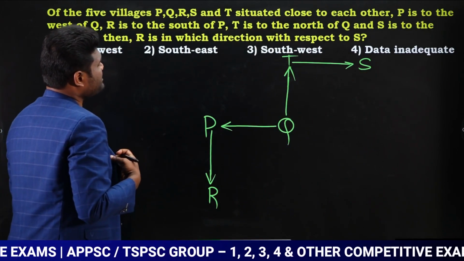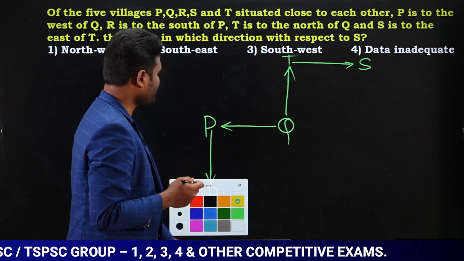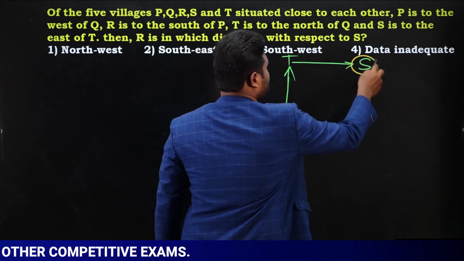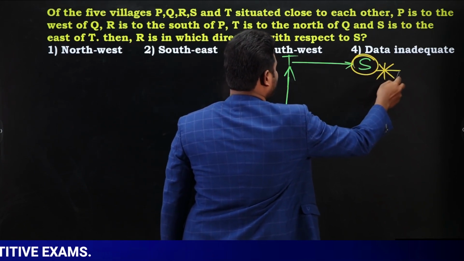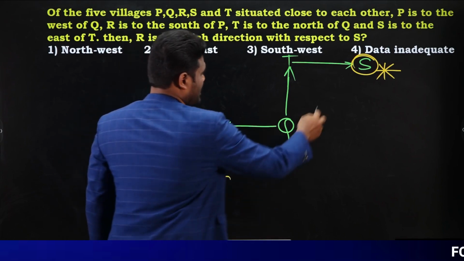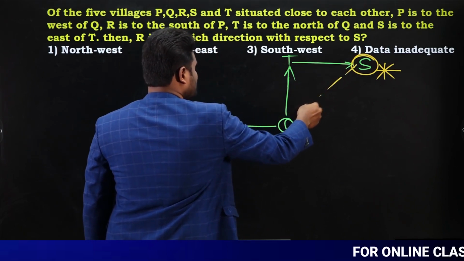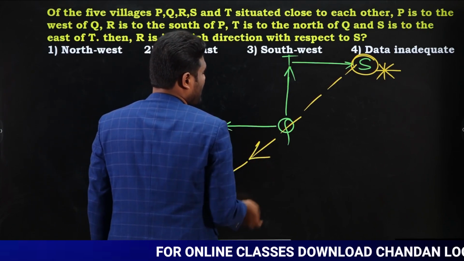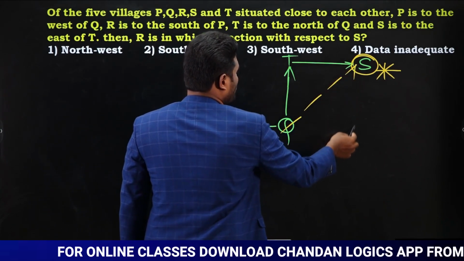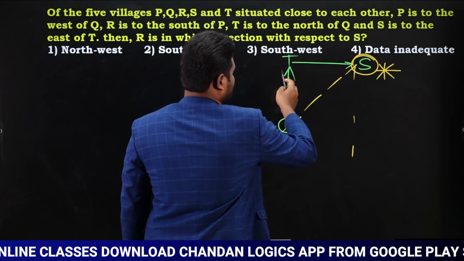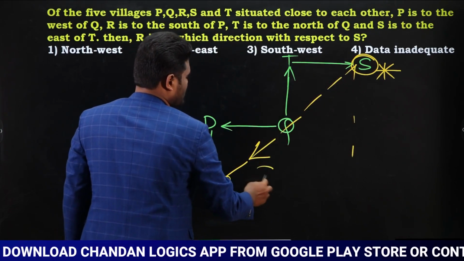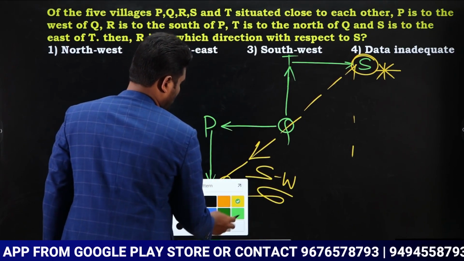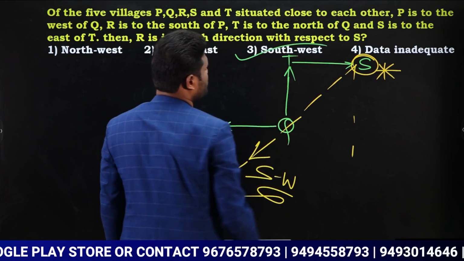Then R is in which direction with respect to S? So our question is, R is in which direction with respect to S? When we look from S, R is going to be in which direction? That is our question. Now if you observe, for S, this is going to be south. This is going to be west. Now between south and west, we can say the answer for this question is southwest direction. So southwest direction, option 3 is going to be our answer.